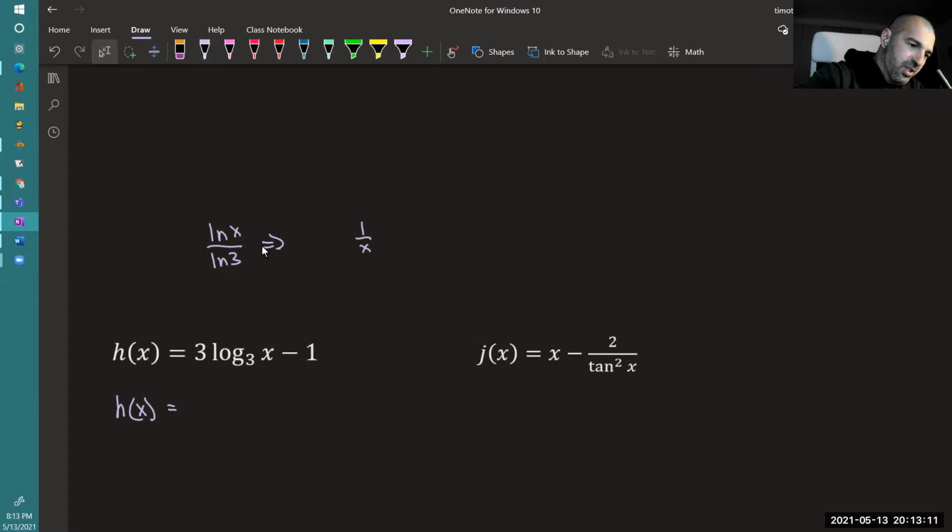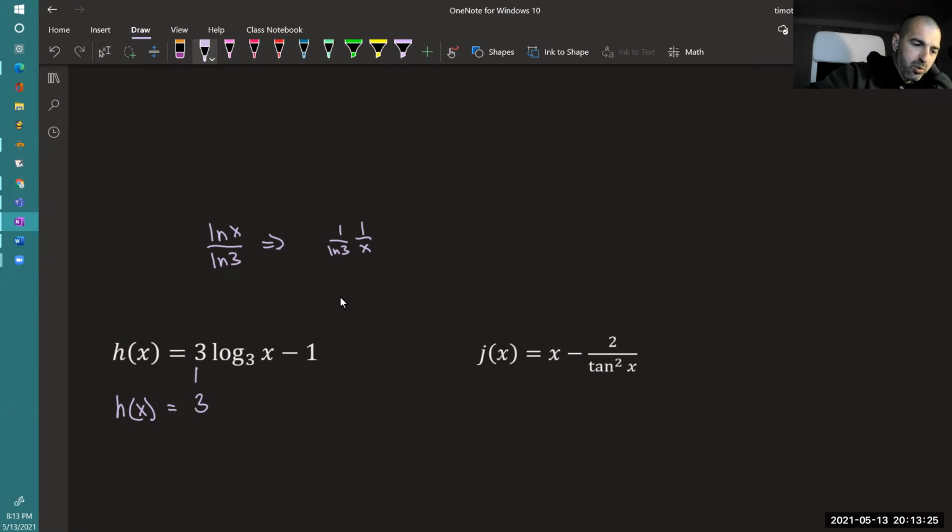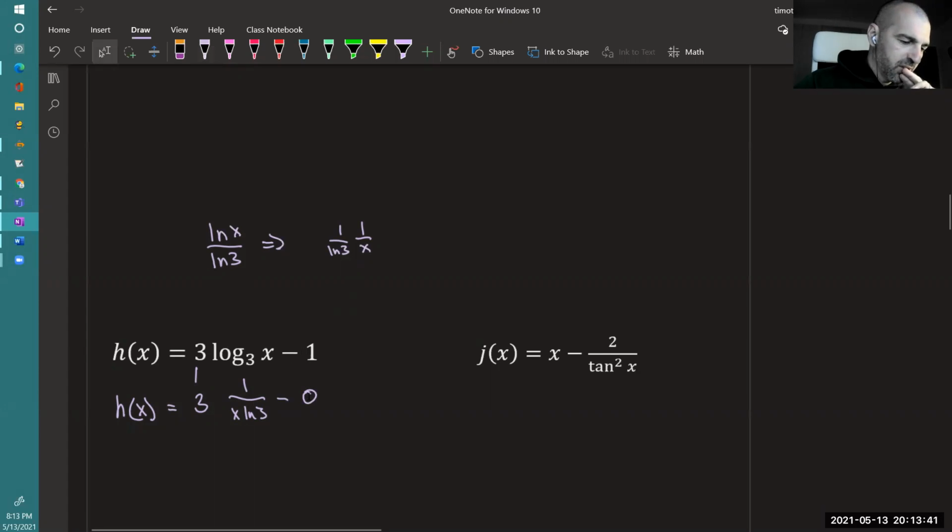Whereas this natural log of 3 actually just becomes a constant. And so yes, that's what I was saying: it has a natural log in the base. All right, so let's roll through this one. We've got 3, constant multiple rule. The derivative of log base 3 of x is 1 over, I'll write it as x ln 3. And I'll subtract 0, because the derivative of 1 is 0.